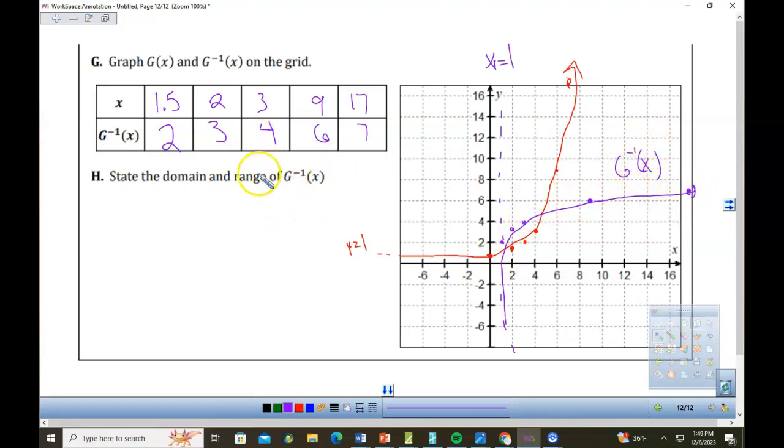And then for my domain and range, I just flip them from what we did before, right? So my domain would be from 1 to infinity, and my range would be from negative infinity to infinity, because it's the inverse of the original.